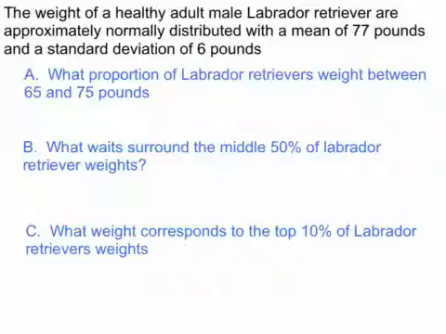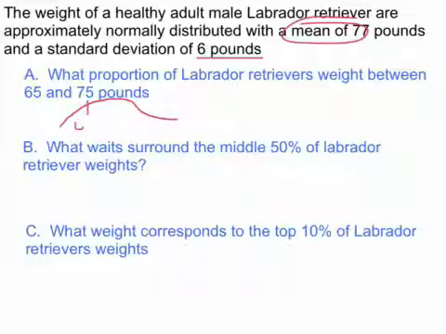The weight of a healthy adult male Labrador Retriever is approximately normally distributed with a mean of 77 pounds and a standard deviation of 6. Part A: What proportion of Labrador Retrievers weigh between 65 and 75 pounds? So proportion means normal CDF.